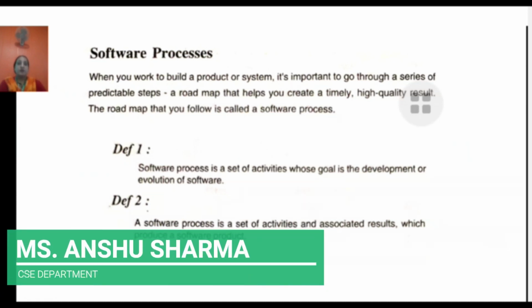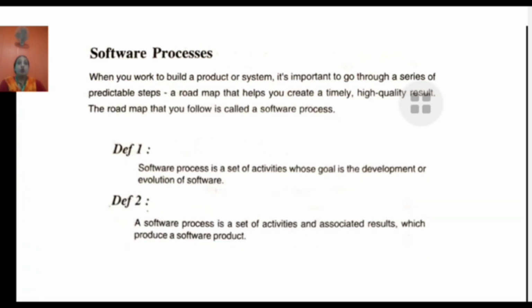Now we will discuss software processes. When you work to build a product or a system, it is important to go through a series of steps. It means a roadmap that helps to create a timely, high quality result, or we can say the software.